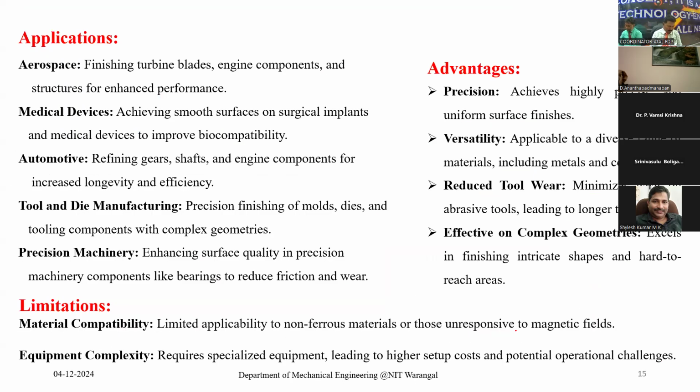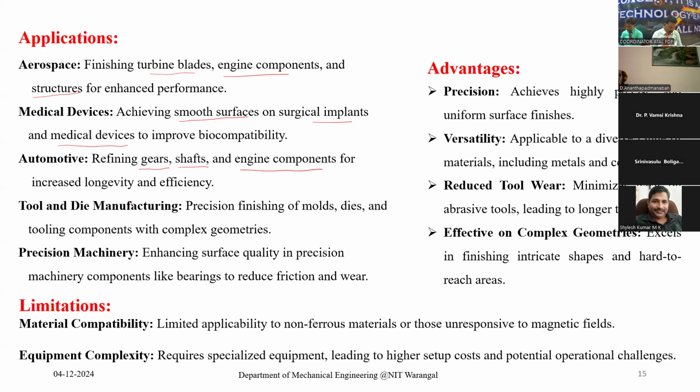So these process applications normally we can use in the aerospace industry, that is for finishing of turbine blades or engine components or any other structures, and also we use it for medical devices to get smooth surfaces on surgical implants or medical devices to improve the biocompatibility, right? Because the bio implant should be very smooth. And also we use it for finishing of gears, shafts and engine components in the automotive industry.